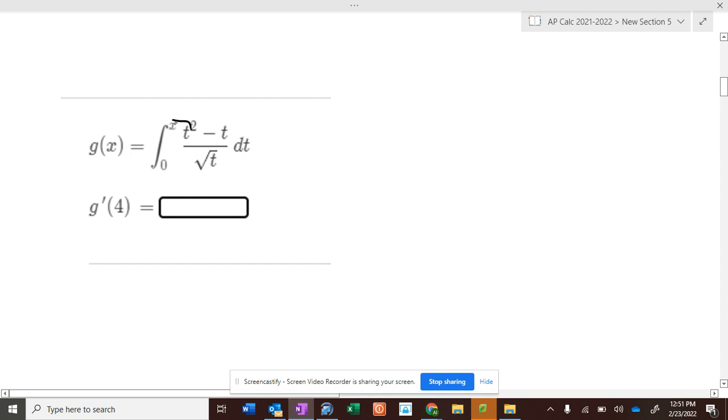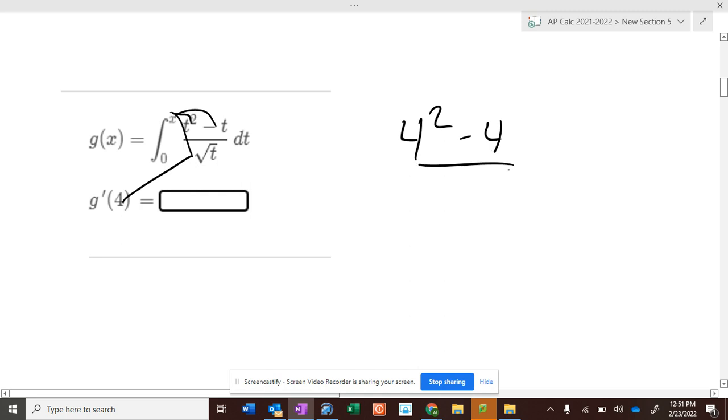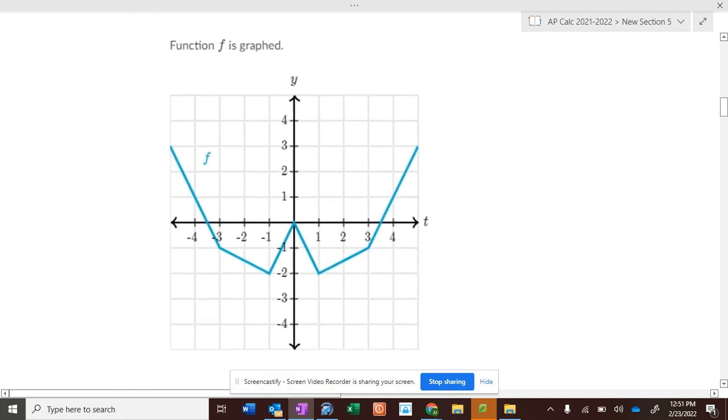Yeah, because the x goes in for every t, and then you put the 4 in for every x, and so it is 4 squared minus 4 over the square root of 4, which is 16 minus 4 over 2, which is 12 over 2, or 6. Okay.